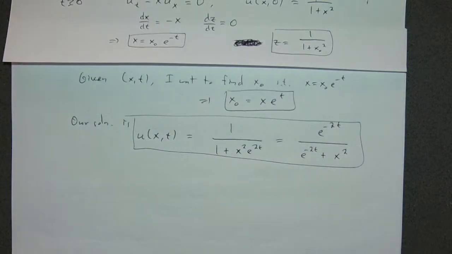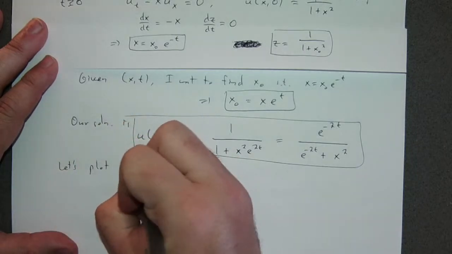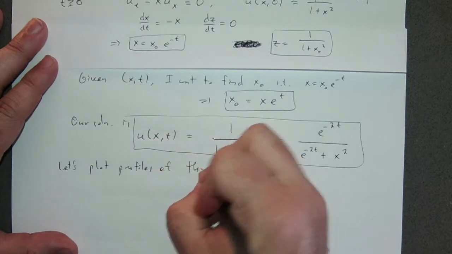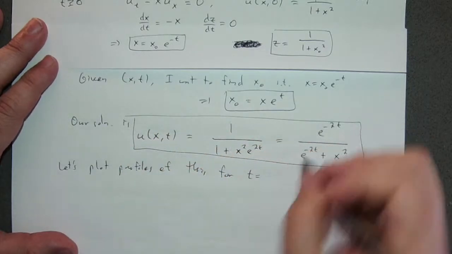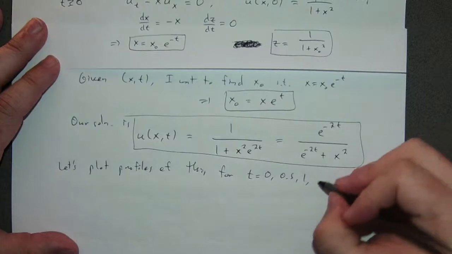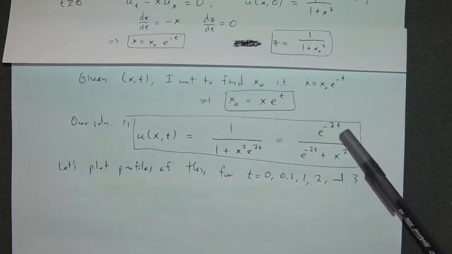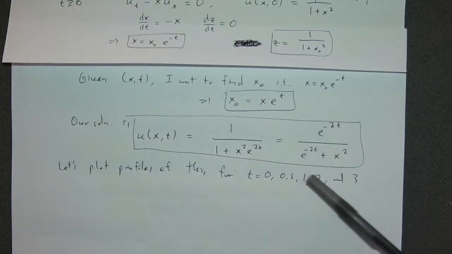And now let's plot profiles of this for, say, t equals 0, 0.5, 1, 2, and 3. What would this look like? Well, it would just be me generating these graphs for various fixed values of t and seeing what happens in my x versus t plot, right? So rather than draw out those plots, let me give you a nice picture here.